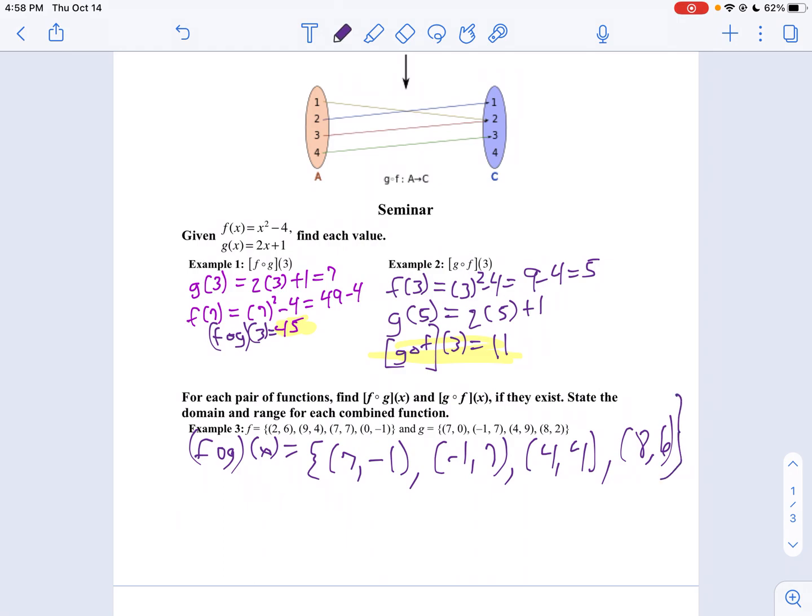Now let's do g of f of x. So I'll start with f this time. So on f, I start with 2, which takes me to 6. But notice there's no 6 in my domain for g, so that point doesn't exist in this composition. Let's take a look at the next one. 9 takes me to 4, and 4 takes me to 9, so then I'm going to have 9, 9.